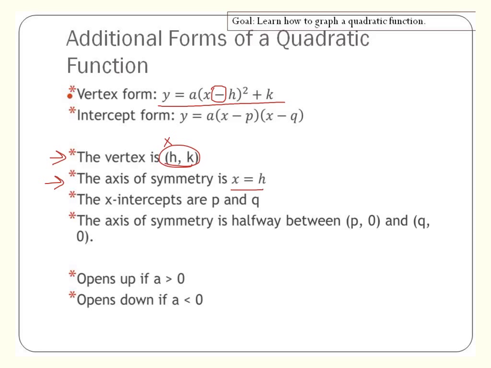The other form would also be called factored form, or intercept form. y equals a times x minus p times x minus q. So your x-intercepts are p and q, and because a parabola is symmetric, your vertex, or your axis of symmetry, is going to be halfway between those. And just like previously, a is going to tell you if it opens up or down. So that's always true for a. In fact, that's true for any function.